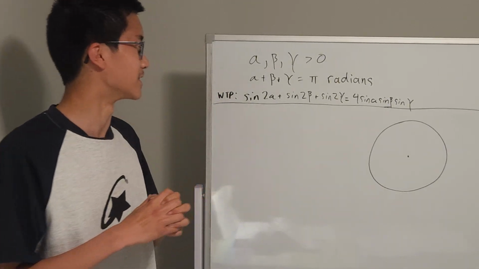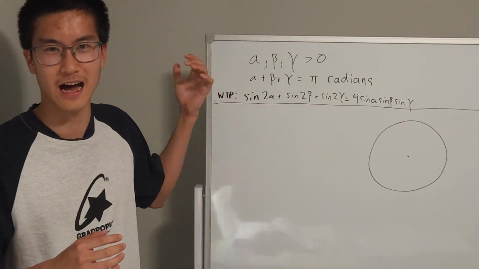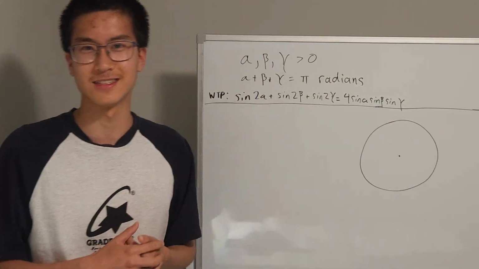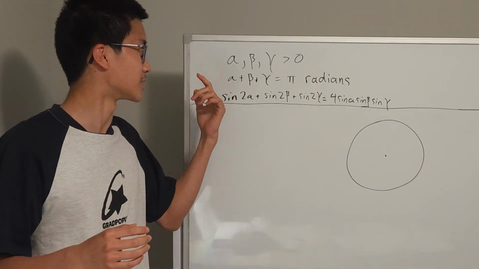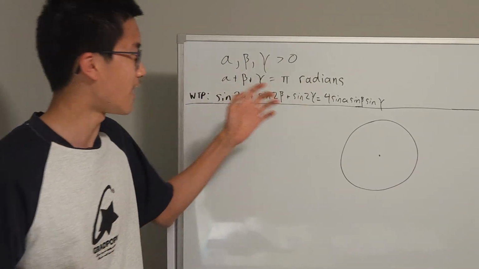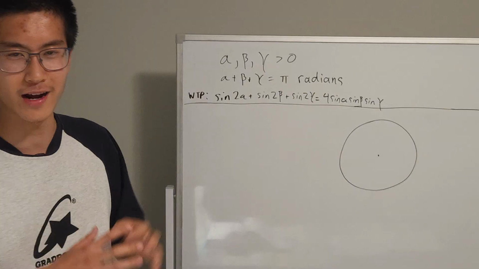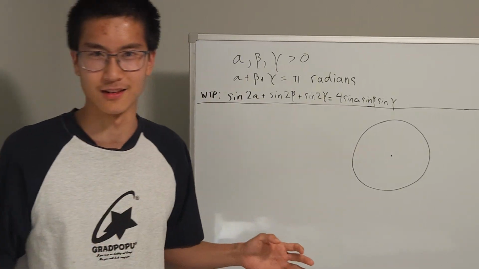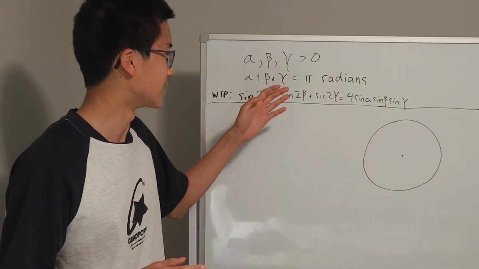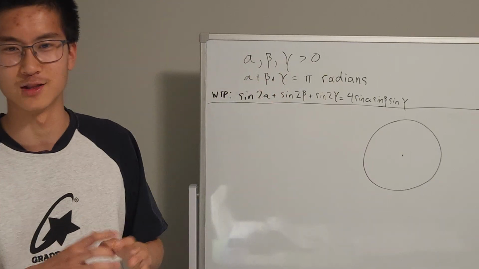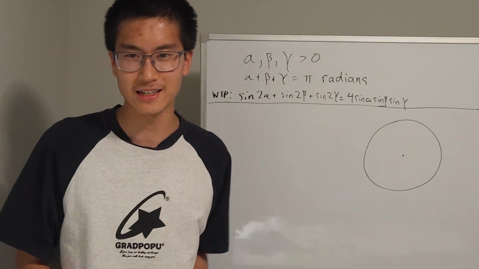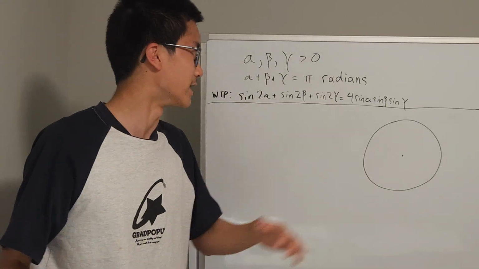Okay, so the problem is, suppose we have angles alpha, beta, and gamma, and they are all strictly greater than 0. And we also have alpha plus beta plus gamma equals pi radians. Okay, so radians, and if you're in IB, you'll be using radians a lot. So just saying here, pi radians is 180 degrees. So you should be comfortable converting radians into degrees and degrees into radians.